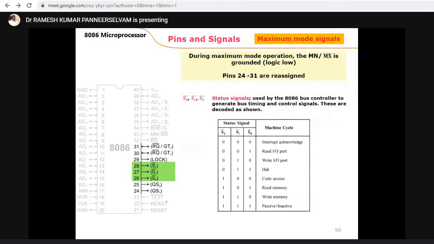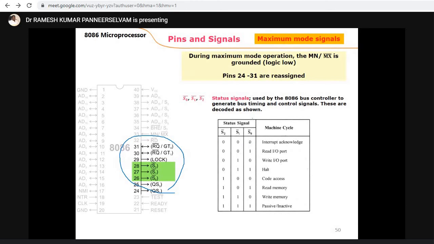And the last one is maximum mode. During maximum mode, you can see that pins 24 to 31 are changed. Here we have the status signals S0 to S2, pins 26, 27, 28. They are the status signals used by the 8086 bus controller to generate the control signals, indicating what kind of operation your 8086 is performing.